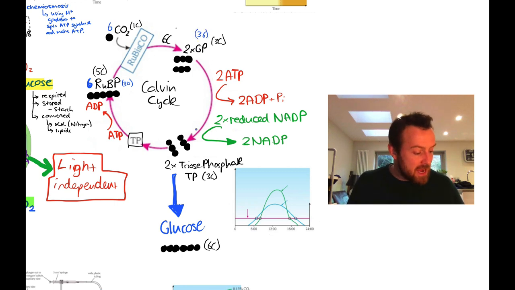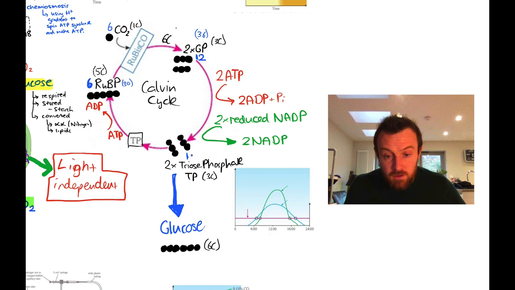Then we break them down into triose phosphate. And sorry, I forgot to say that here we've got 12 of these, because if we're timesing that by 6, 2 times 6 is 12. So we've got 12 molecules of glycerate-3-phosphate, or 36 carbons. We've got 12 molecules of triose phosphate, which is again 36 carbons.